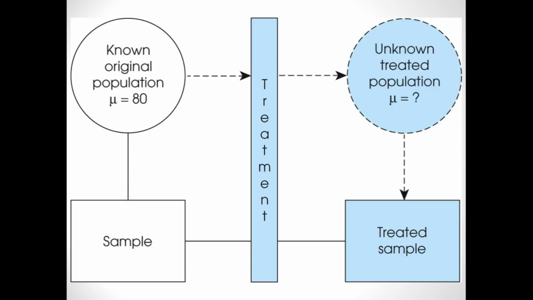We can also once more illustrate the unknown original population of mean 80 and our sample, and after administration of the treatment we also have the mean that we will use to determine whether or not we can accept that the treatment has an effect on our sample population.